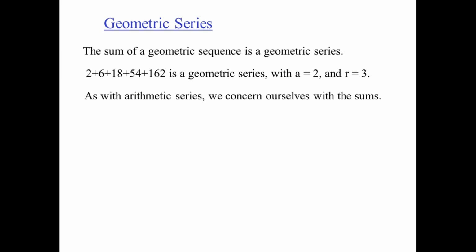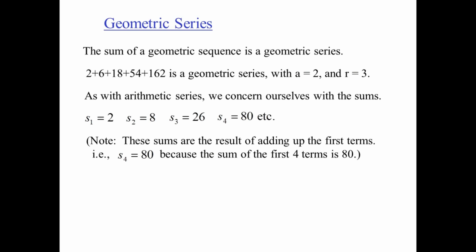As with arithmetic series, we concern ourselves with the sums. S sub 1 means the sum of the first term. It's kind of trivial. It's 2. S sub 2 is the sum of the first two terms. 2 plus 6, that's 8. S sub 3 is the sum of the first three terms, 26, and so on. S sub 4 is 80. These sums are the result of adding up the first terms. So S sub 4 is 80 because the sum of the first four terms is 80.